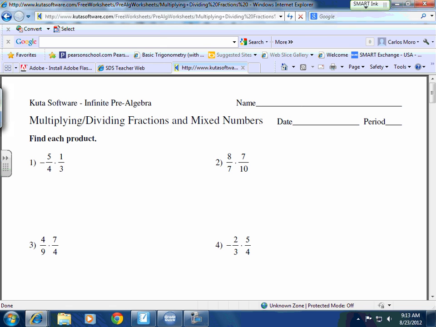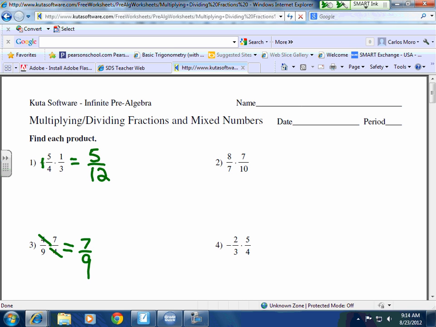Now, don't worry about the negatives for now. Just pretend they're positives. I got 5/4 times 1/3. What's that going to be? 5/12. Yes, numerator times numerator, denominator times denominator. Done. 4/9 times 7/4. What did I do first here, guys? You could go 28 over 36, but what would be a much easier way? Cross divide. Very good. Those 4's cancel, and I got 7/9.